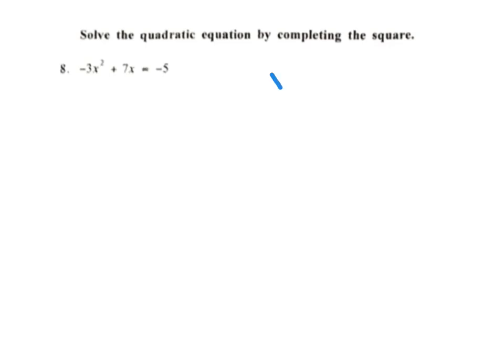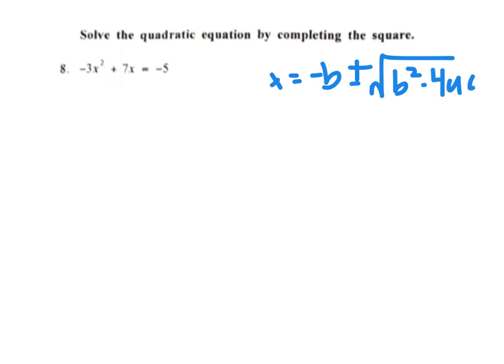Remember that formula is x equals negative b plus or minus the square root of b squared minus 4ac all over 2a. That will work for every single equation. So if you're like, I don't know how to complete the square, do that instead. I know that I'll go over this formula in the video for number 11 and 12. So check out that video to learn how to use the quadratic formula.